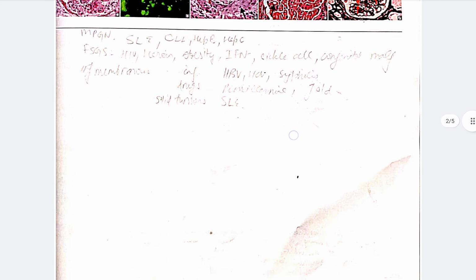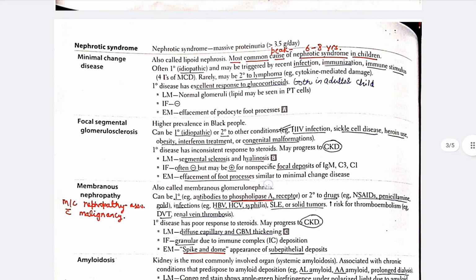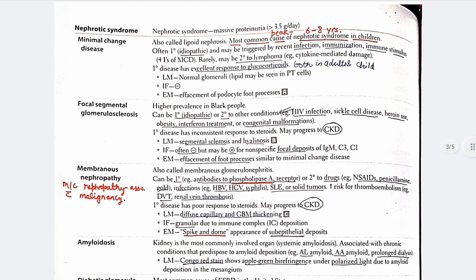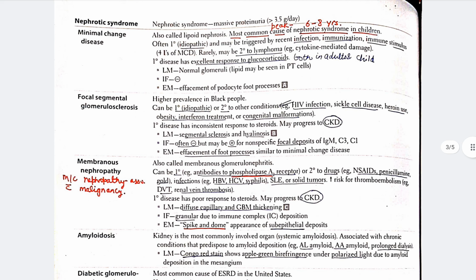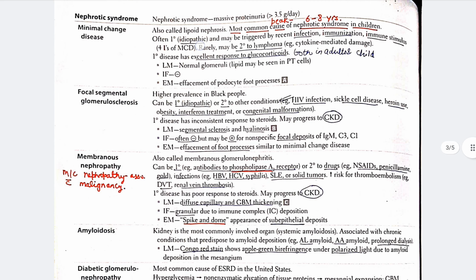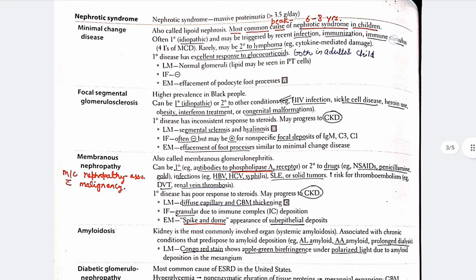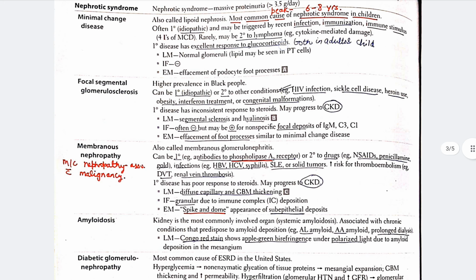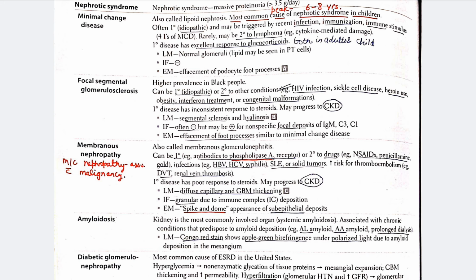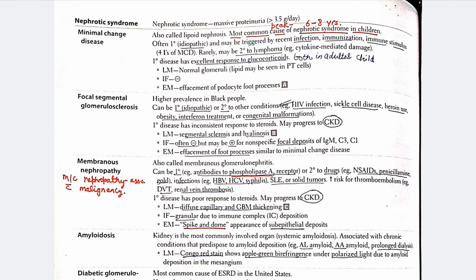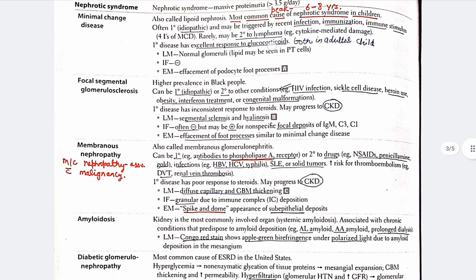Then we have minimal change disease. Now we are coming to nephrotic syndromes. Nephrotic syndrome is massive proteinuria, more than 3.5 gram per day. Minimal change disease is the most common cause of nephrotic syndrome in children and the peak is at 6 to 8 years. Often primary, that is idiopathic, and can be due to infection, immunization, immune stimulus, and rarely due to lymphoma. What can cause it? The four eyes: idiopathic, infection, immunization, and immune stimulus, and rarely secondary to lymphoma.